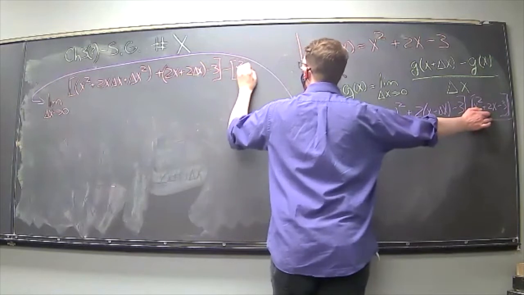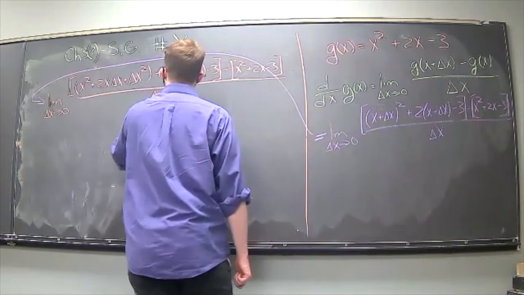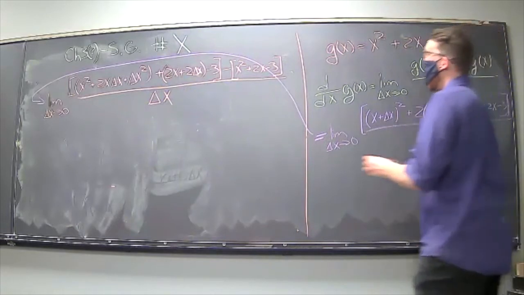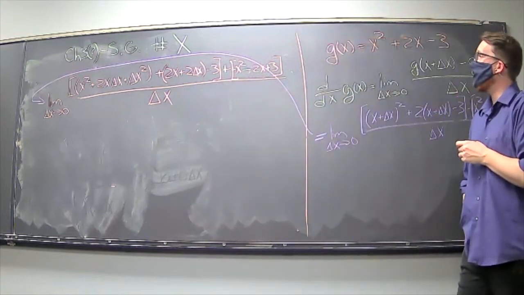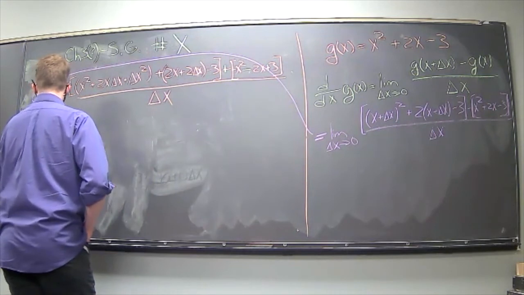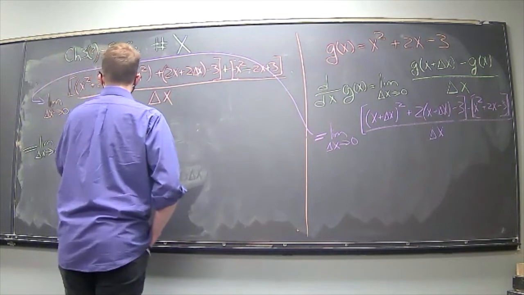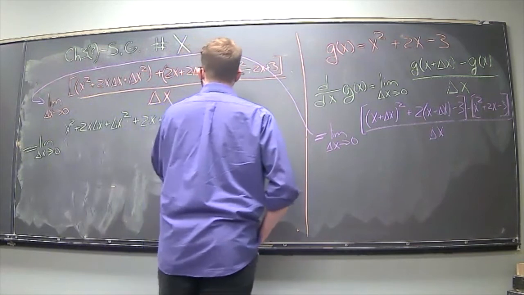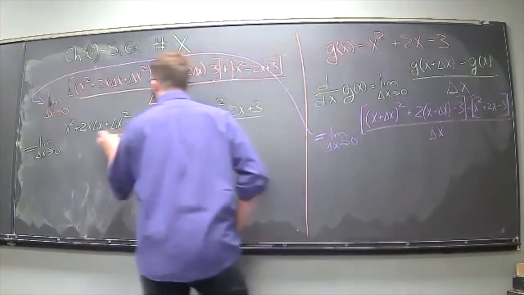This x squared plus 2x minus 3. Now we're going to divide all of this by delta x. But notice, we can distribute the negative sign all the way through in our second term, right? And we can drop all the parentheses. So we have x squared plus 2x delta x plus delta x squared plus 2x plus 2 delta x minus 3 minus x squared minus 2x plus 3, all divided by delta x.